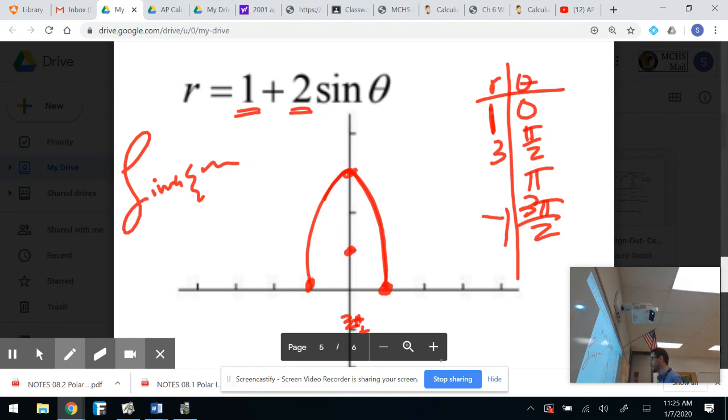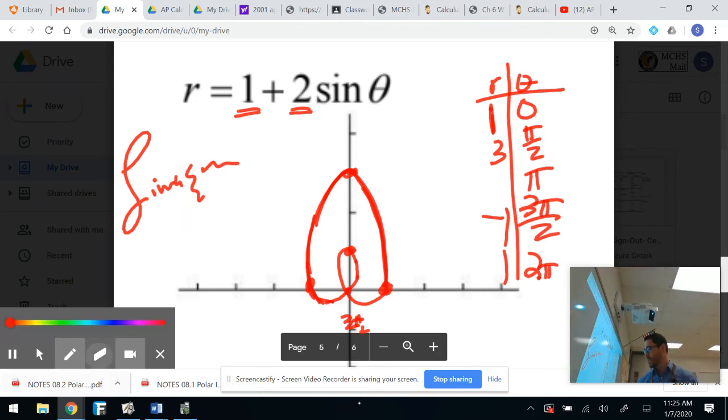And actually, if you're really good and knew it was a limacon, you know that it has to come out here. That's the general shape of this one. It's going to come out here, then touch the pole, and then it's going to loop around. And then you know when it gets back to 2 pi, it's going to go back to 1. There's my limacon, symmetric about the y-axis. Why? Because it is sine.